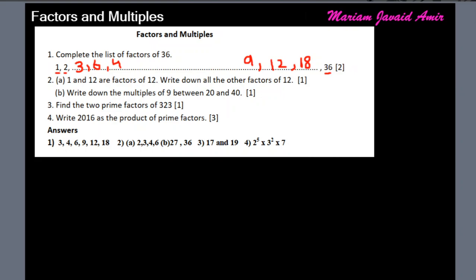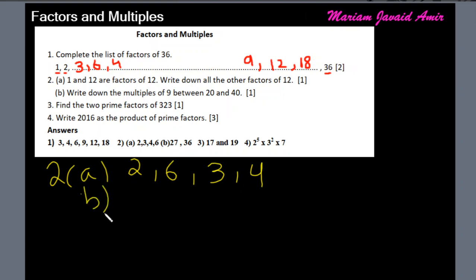Question 2, part A. 1 and 12 are factors of 12. Write down all other factors of 12. For 2A, the other factors would be: 2 divides 12 and 2 times 6 is 12, so 6 is also a factor. 3 divides 12 and 3 times 4 is 12, so these are the factors of 12.